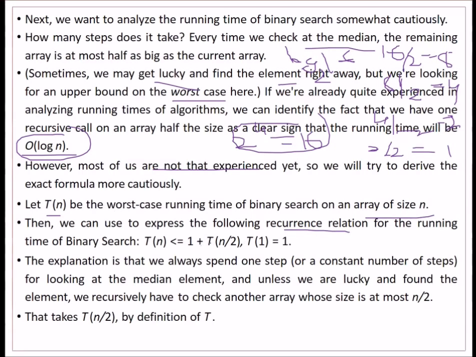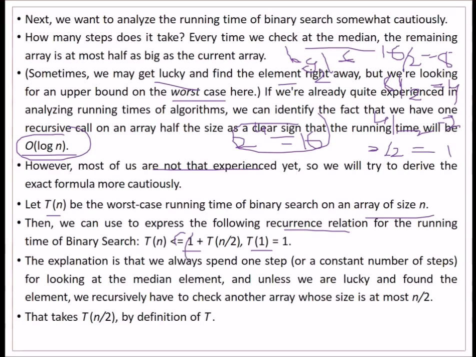This will be 1 plus T(n/2), and T(1) will be 1. This is the base condition, because we are making it half every time, but we start with 1. That is why this is 1 plus T(n/2). We always spend one step, or a constant number of steps, for looking at the median element.